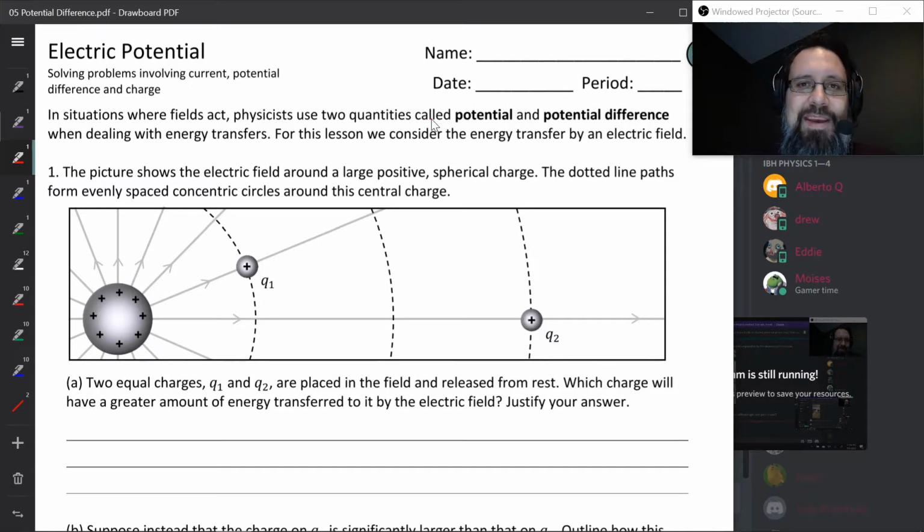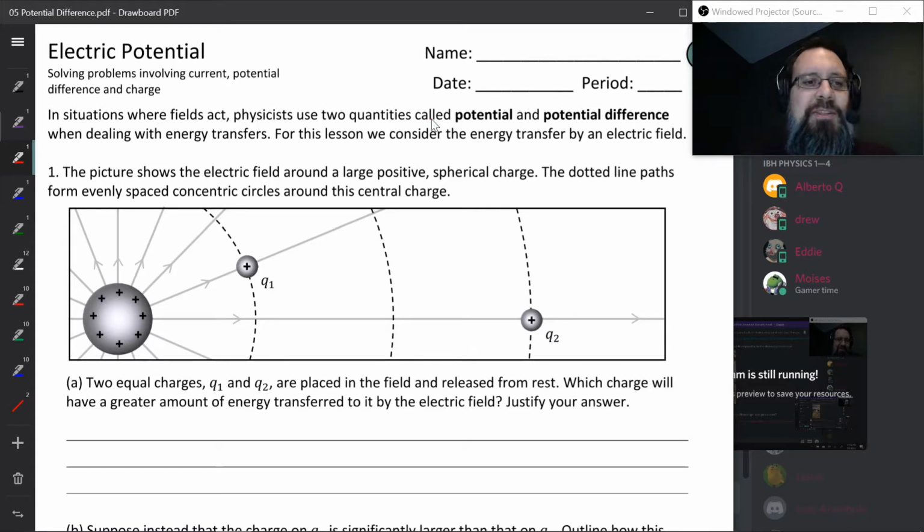Today I'm here with my IB Physics HL Year 1 students, and we're going to be learning about electric potential. I have Eddie and Alberto both here today, and I told them to be brave and ask lots of questions because this is a pretty complicated and confusing topic to understand. So we've been talking about electric fields and current, and this kind of ties it all together.